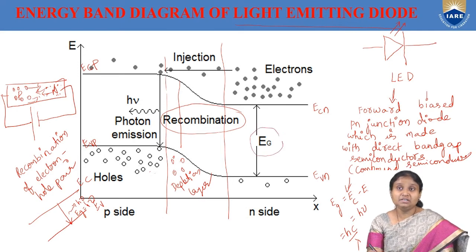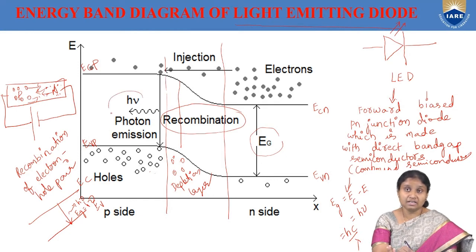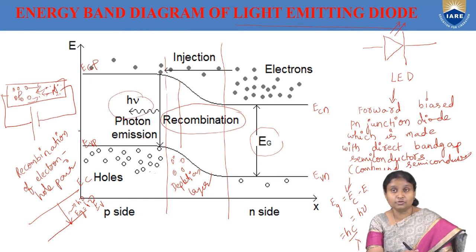But in a light emitting diode, we are making use of a special type of semiconductor. So that's why our energy is released in the form of photons. So here recombination is taking place.